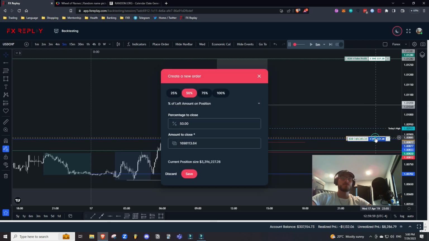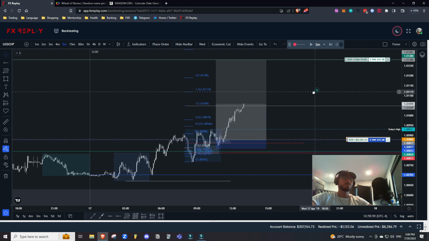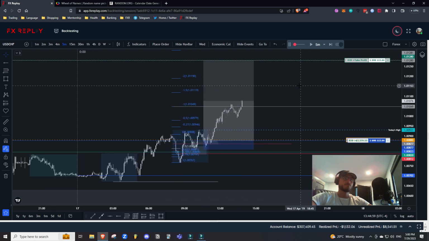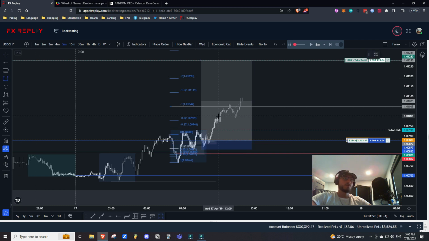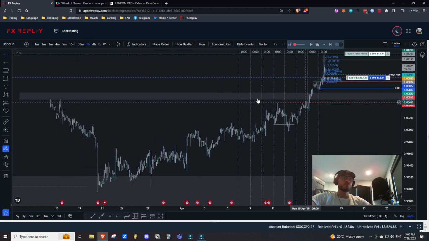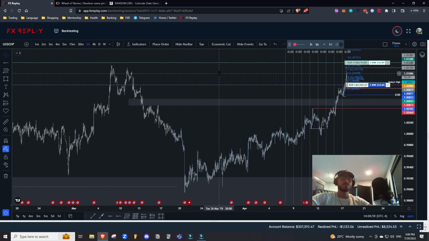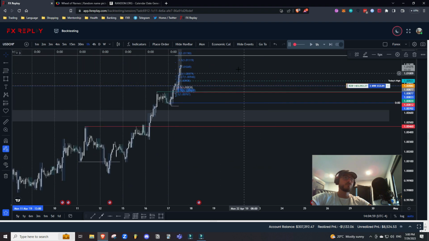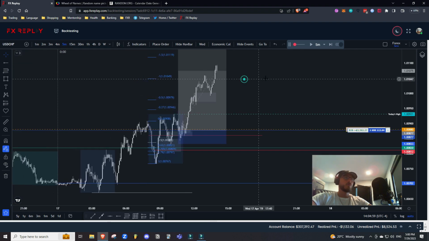Boom. Okay, so let's take off another 50%. There we go. Okay, it's just supporting, taking out that inducement low up into the next level, which I'm looking at 2 standard deviations. If I'm looking in regards to price, the only thing I'm looking at are these highs up here, right? The 3 standard deviations, but there is a high right here at 2 standard deviations as well that we should probably be aware of.